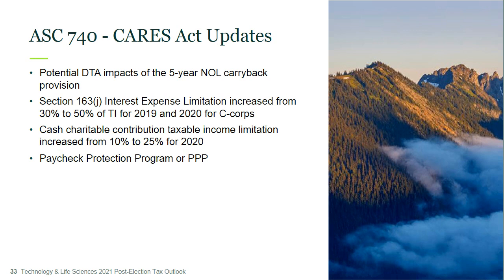Again, for the 163(j) interest limitation calculation, make sure you apply the 50% to adjusted taxable income rather than 30% provided in TCJA. For 2020, the charitable contribution deduction limitation was increased from 10% to 25% of taxable income. And again, it was clarified that expenses funded from the loan forgiven through the PPP program are fully deductible for tax purposes, as mentioned earlier.